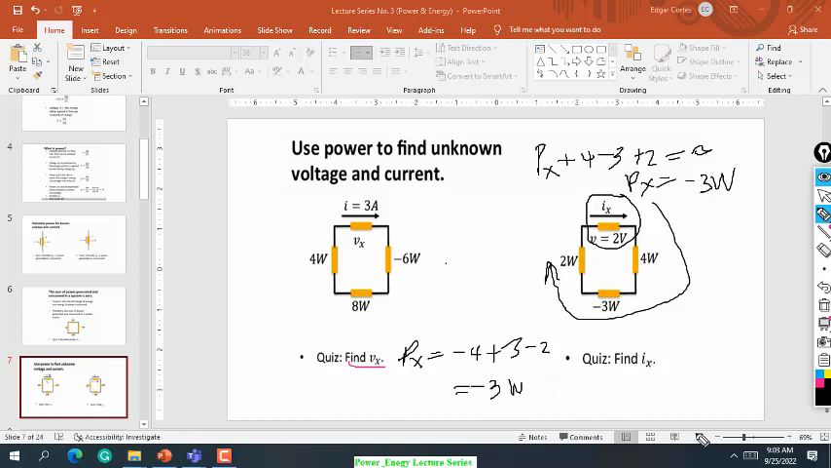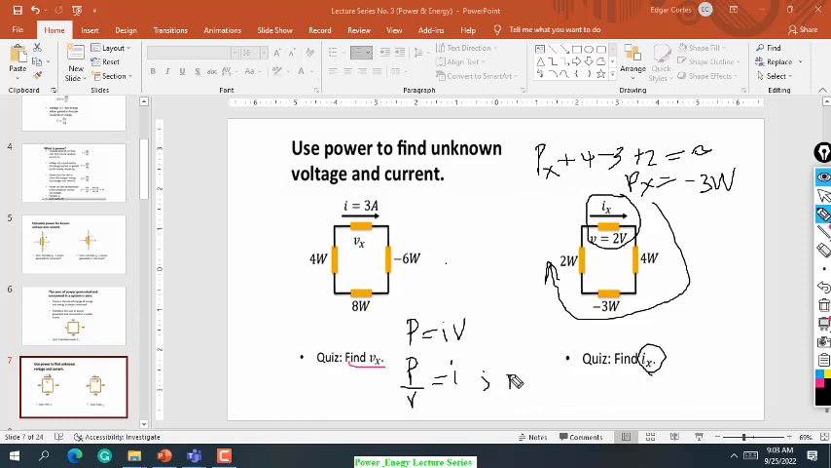So may gipangita, ang gipangita is I, di ba? We're looking for I. Okay, I. So unsa ganito yung formula sa I? P equals I times B, so I equals P over B, di ba? So I equals P over B. I here, no?